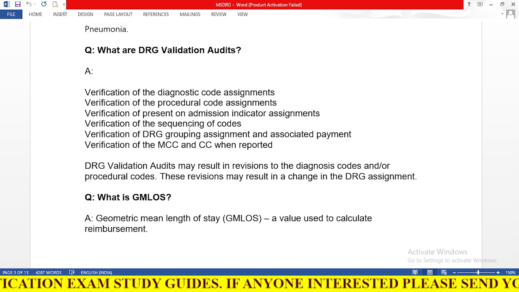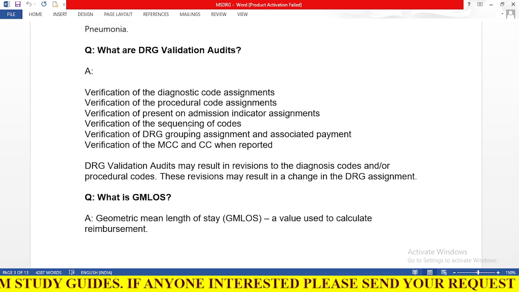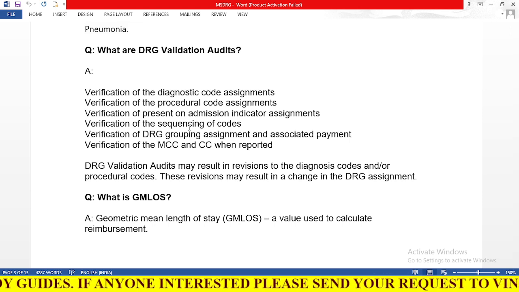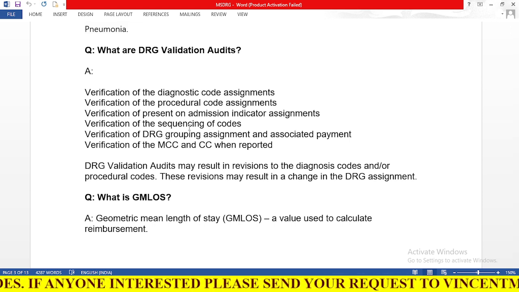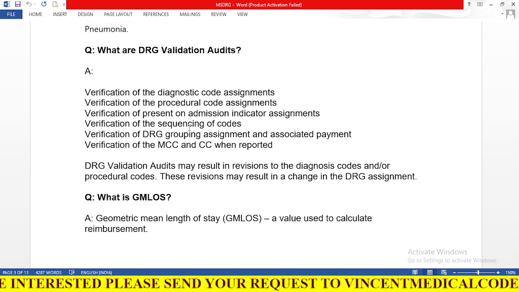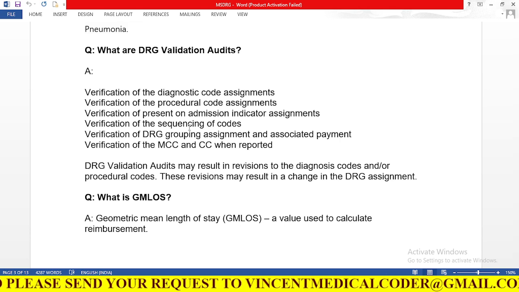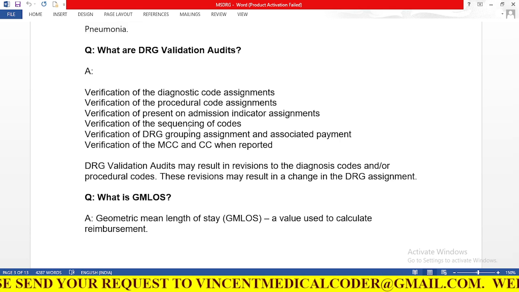So DRG validation audits may result in revisions to the diagnosis codes and the procedure codes. Obviously, if there is a change in the audits, we need to adjust those diagnosis or procedure codes. These revisions may result in a change in the DRG assignment.